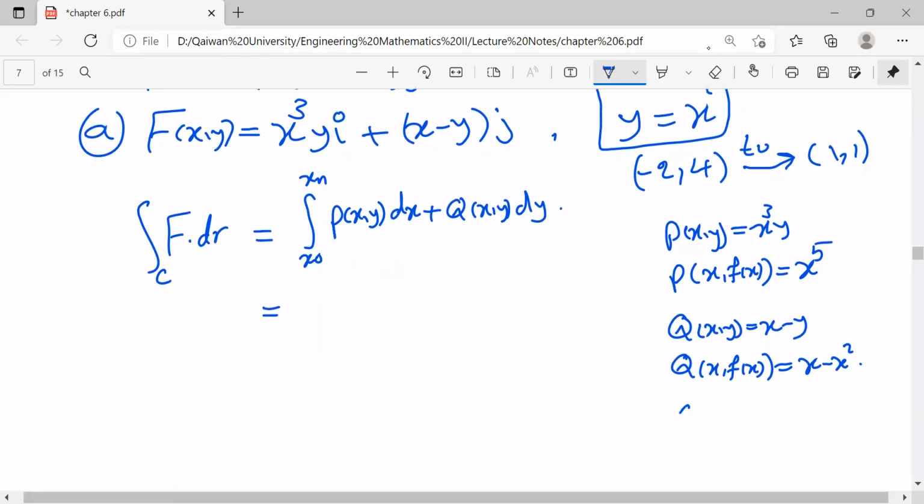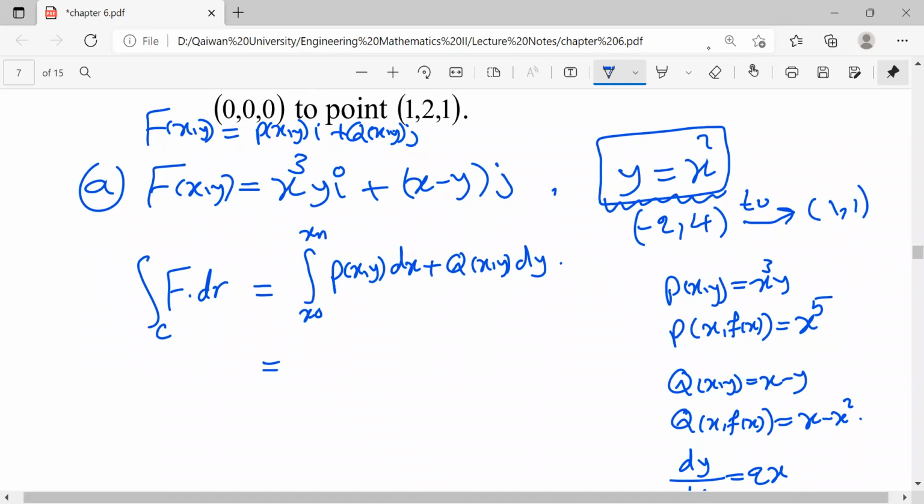dy by dx equals 2x. This is y. So dy by dx is 2x. Then we say the integration equals from x0 to xn for P of x and f of x dx plus Q of x and f of x times dy by dx times dx.